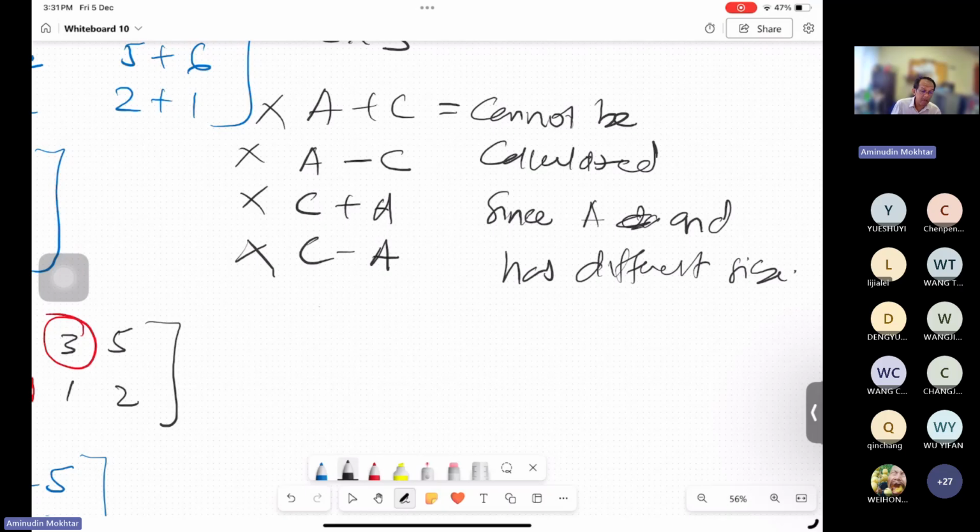So in other words, what I'm trying to say is, in matrices, two matrices can be added or subtracted if both of them have the same size. The same size refers to the situation where the number of rows and columns in matrix A equals the number of rows and columns in matrix B. In other words, the size of matrix A and matrix B must be the same before we can calculate matrix addition or matrix subtraction.